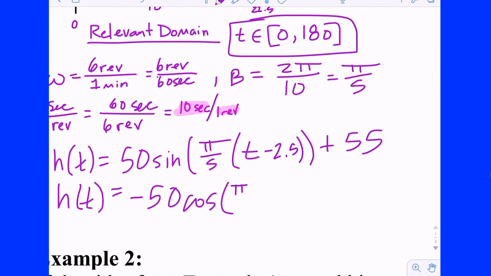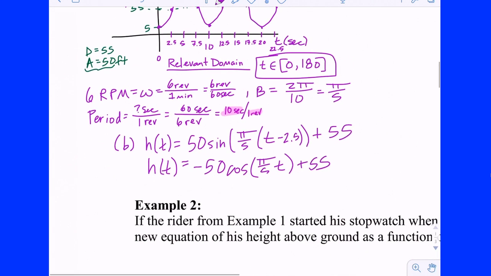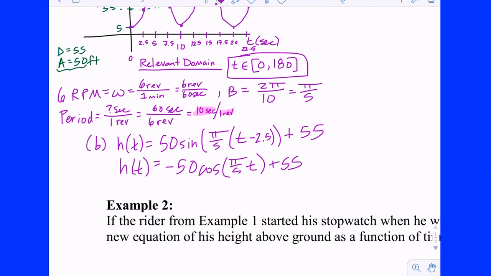Negative 50 cosine of pi fifths. I don't need the extra parentheses for the phase shift. I just put the t there. Close plus 55. So which one of those is correct? They both are. Yeah. In fact, let's confirm that on our graphing calculator.